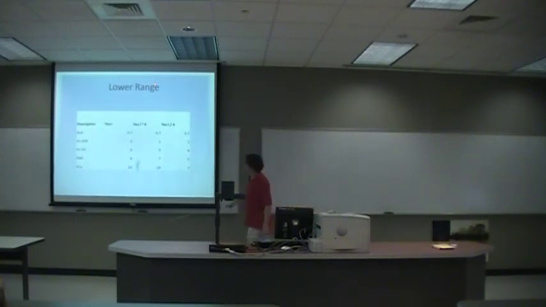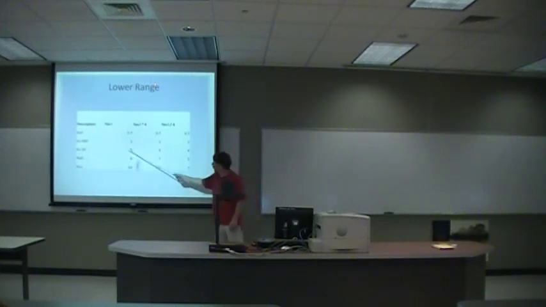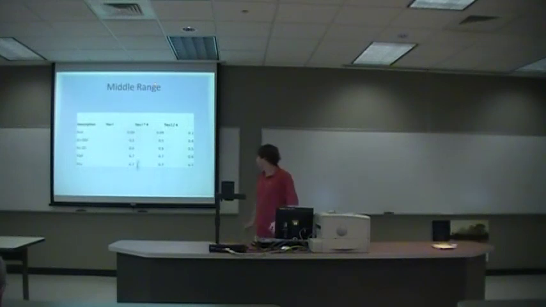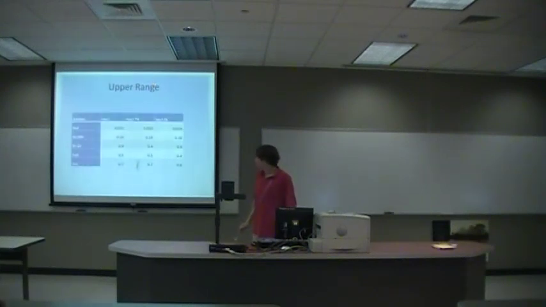And as far as the parameters go, when the tau L is multiplied by 4 divided by 4, the parameters stayed pretty consistent throughout the whole system. With the middle range, similar results were given. And with the upper range as well.